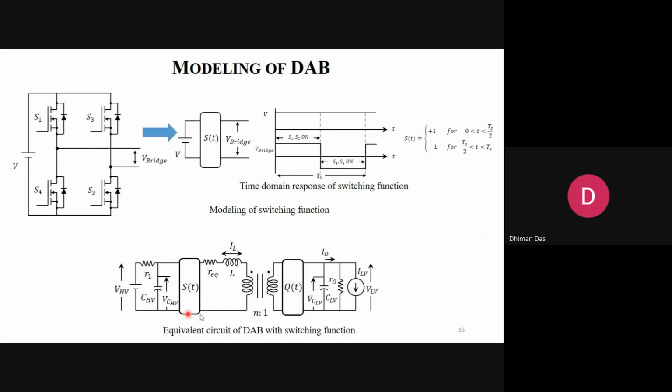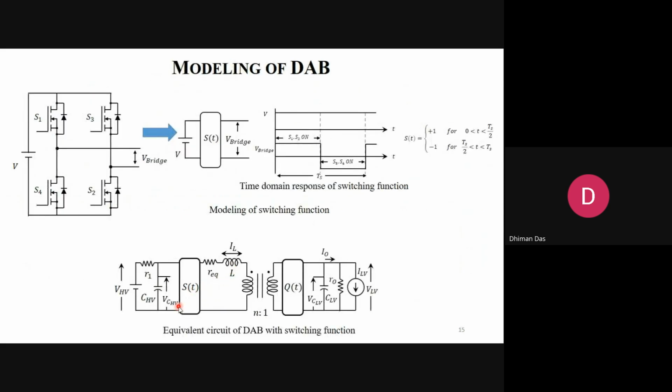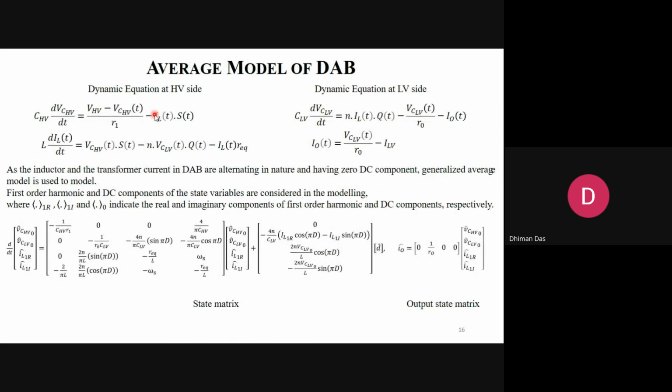Now you can see there are only two nonlinear blocks, S of t and Q of t. The rest of the circuit is linear elements. So if you do the FFT and first harmonic approximation, then you can just have this. You can linearize this switching network using the first order harmonic approximation and the DC component. So if you do so, then you can come up with this equation.